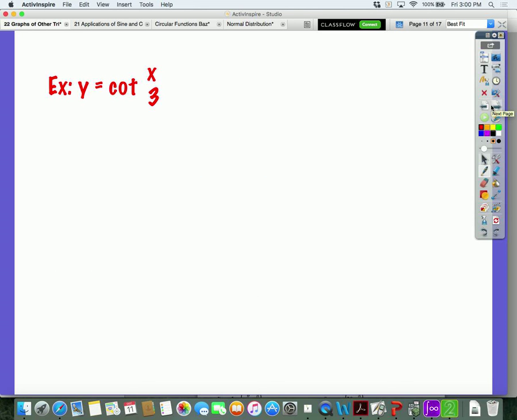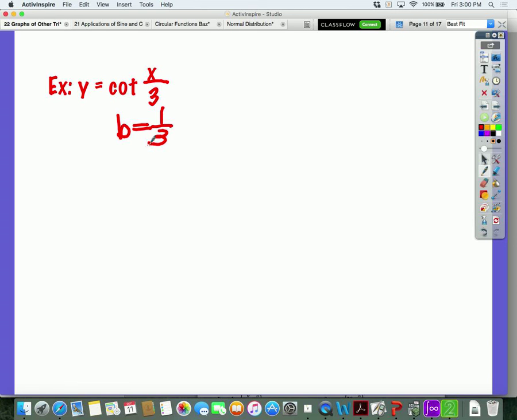We're going to graph this one before we move on to secant and cosecant, because I need to make sure I get to those. We're graphing cotangent of x over 3. Which variable is that, A, B, C, or D? That's the B. And what value is B? 1/3. So B is 1/3.